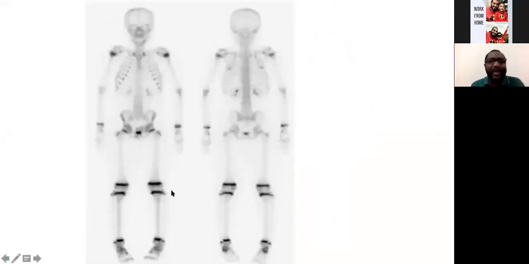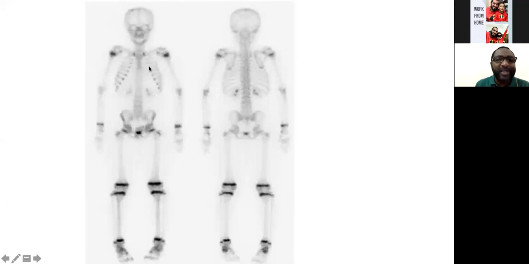Now this is a bone scan of a pediatric patient. Again, you can see the difference. Here, you can see that there is symmetrical and bilateral uptake in the neck of the femur, in the head of the femur. This represents areas of growth plate, because we know growth plate has increased osteoblastic activity because of the growing skeleton. You can see it's bilateral and symmetrical.